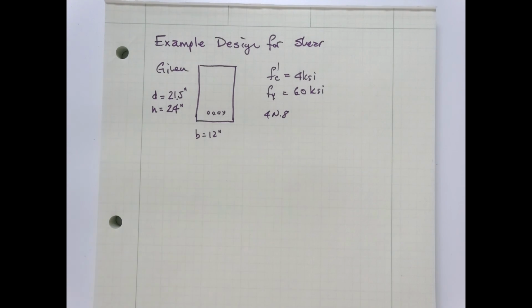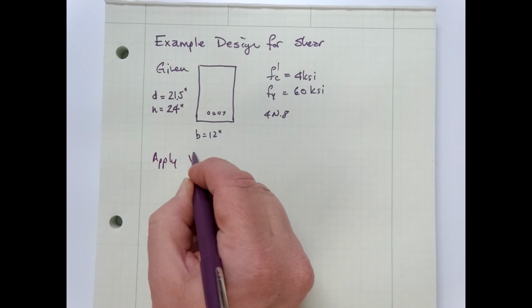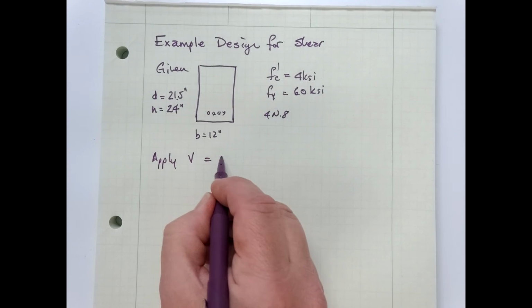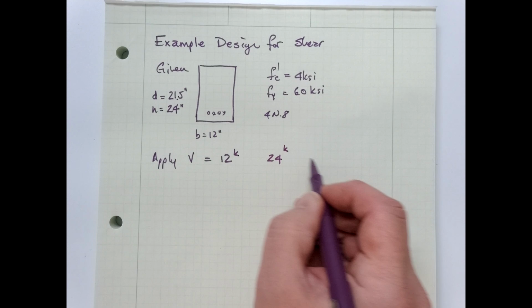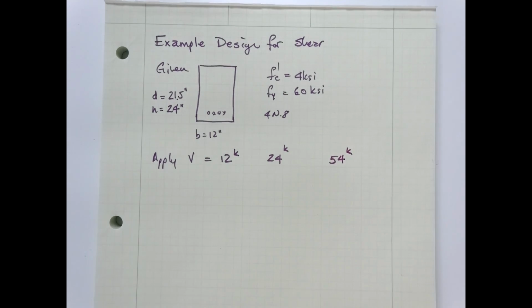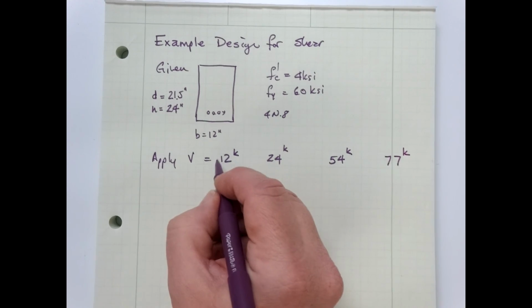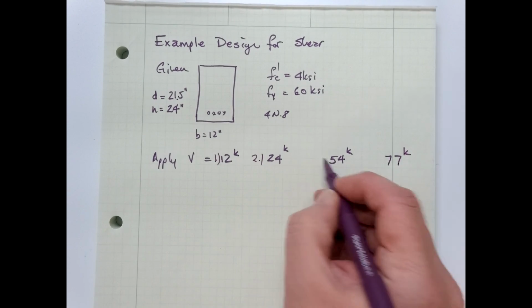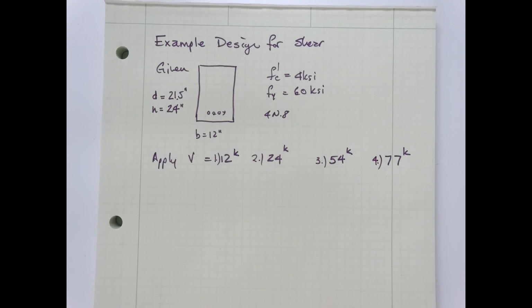All right. And then we're going to apply a shear load. And the shear is going to be equal to 12 kips, 24 kips, 54 kips, and 77 kips. And in each case, we're going to calculate and design the shear reinforcement.